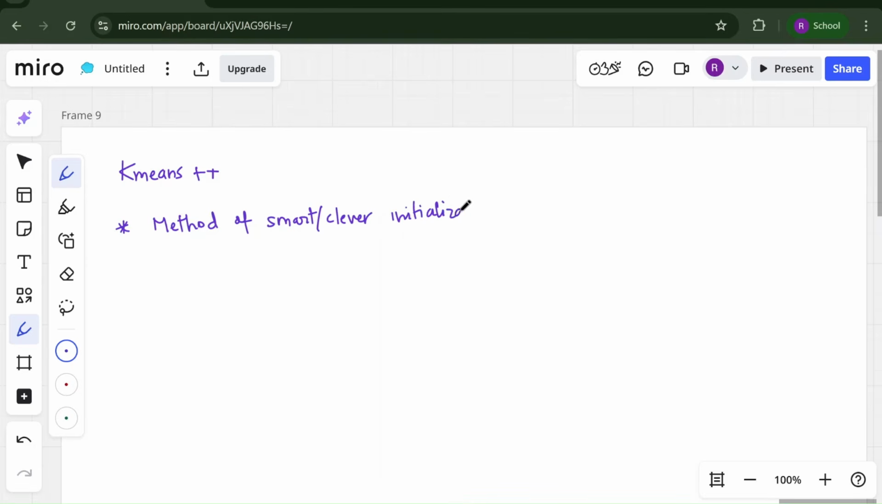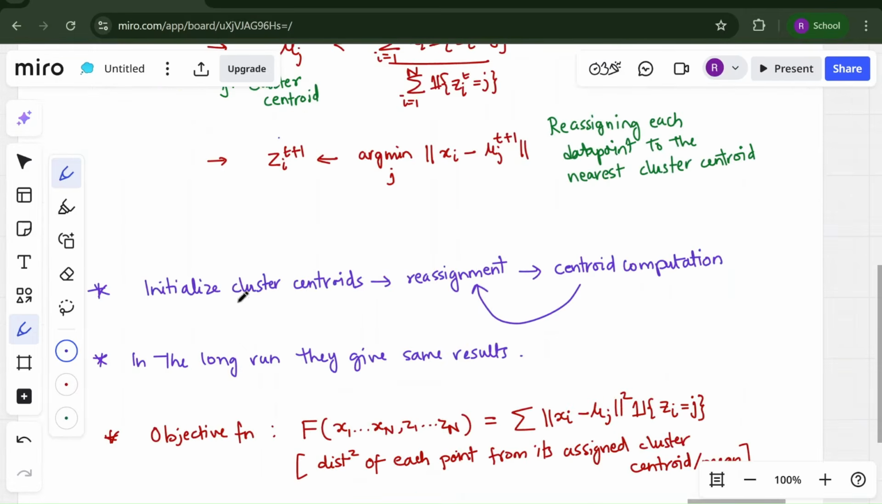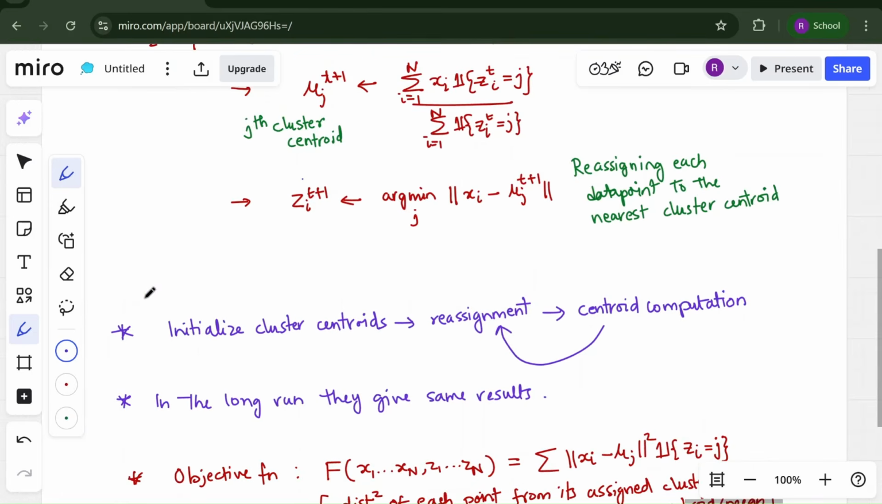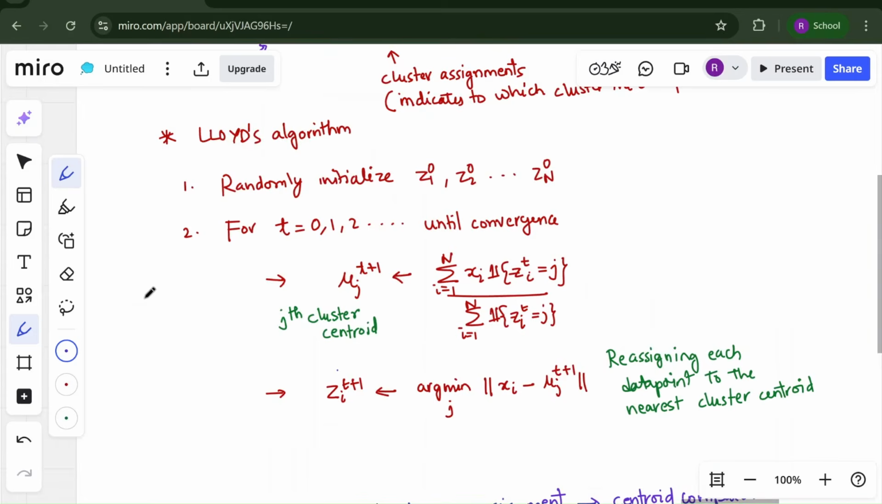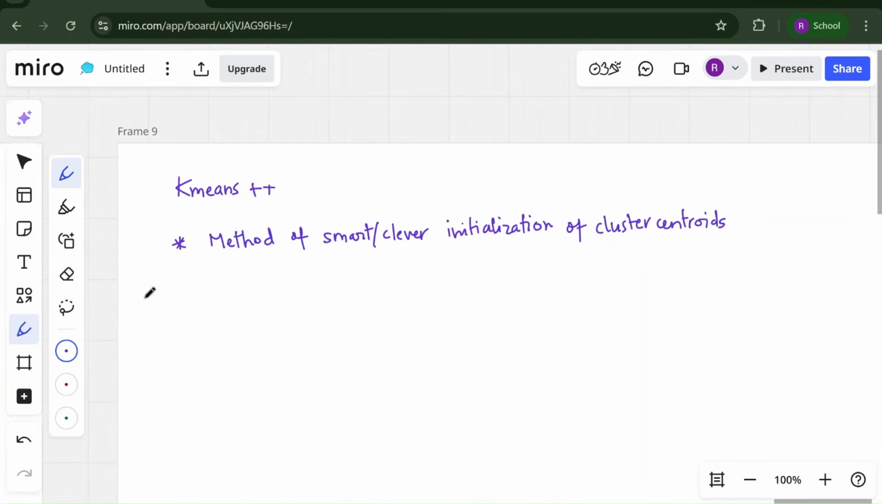So what do we want in an initialization? Initialization of what? Initialization of cluster centroids. Okay. Not the cluster assignments, not Zi's. We are initializing mu j's. Okay. That is why I mentioned this, that you can actually do the algorithm in two ways. Either you can start with initializing the centroids, or you can start with initializing the cluster assignments. Okay. So k-means plus plus is a method of smart initialization of cluster centroids, and remaining everything is the same.